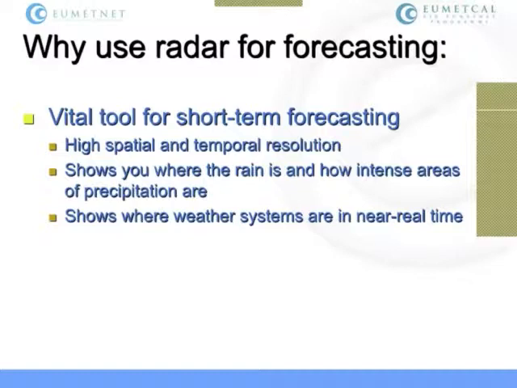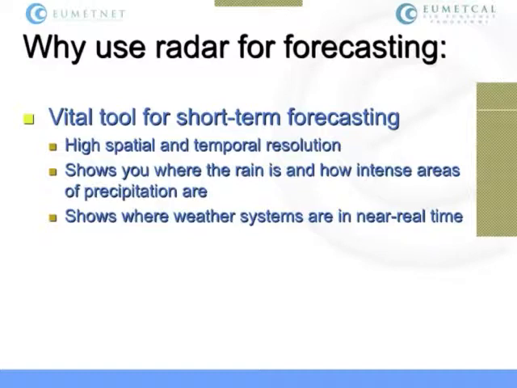We know that weather phenomena have a very large spatial and temporal variability. So using just one measurement system is not so relevant. So we need to find more and more ways to have a better coverage of the weather phenomena. So the weather radars have this advantage of very high spatial and temporal resolution, and it shows us where the rain is, for example, and how intense the areas of precipitation are.